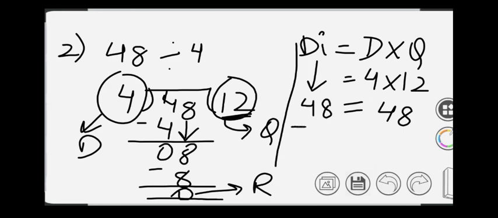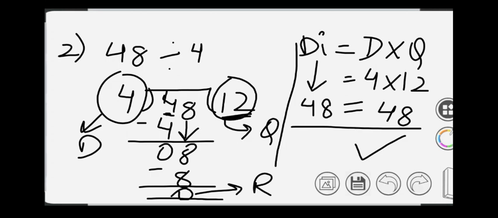So both the answers are matching here. Both the sides are matching. That means our answer is correct. So this question is also being verified. Now this is case 1 in which the tens place is equal or more than the divisor. So in that case we will be taking both the digits of the dividend one by one.